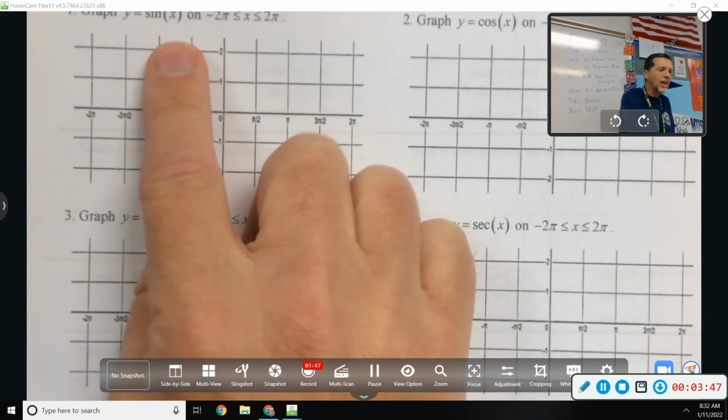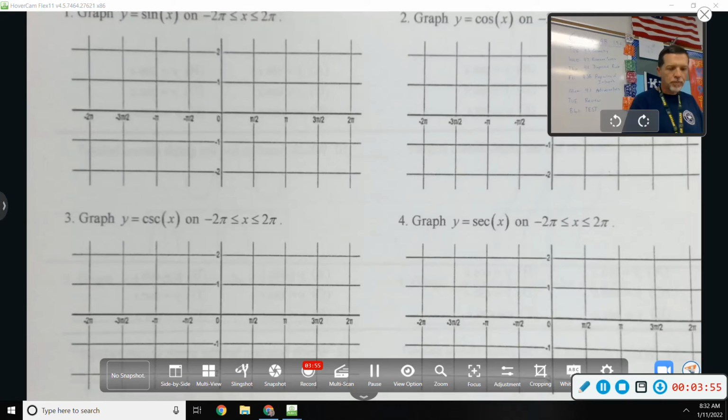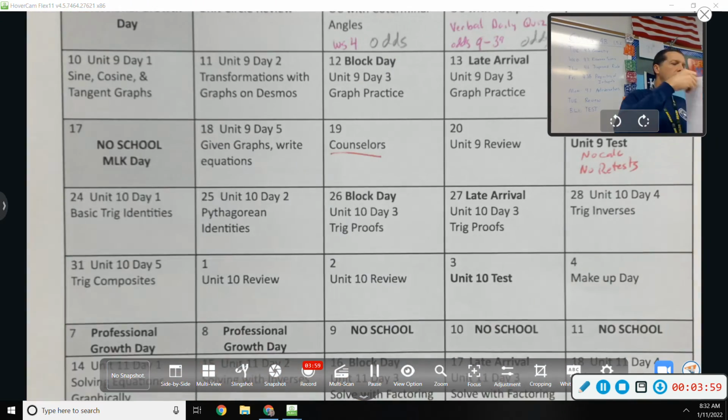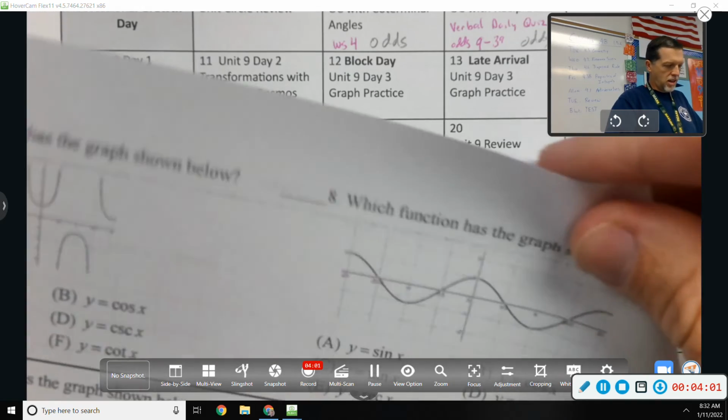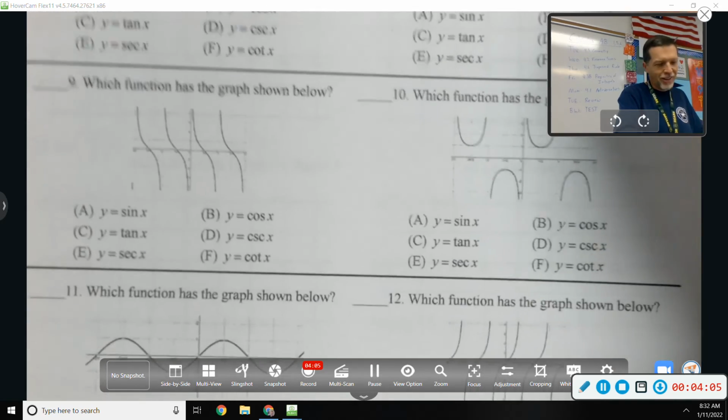It's like, yes, we already graphed sine. We already graphed all 6 of those. Do I need to graph them again? Yes, so that your brain and your hand get used to seeing what they look like. But I will happily answer questions on the back. Although 7 through 12, I'll answer them, but that's just matching.